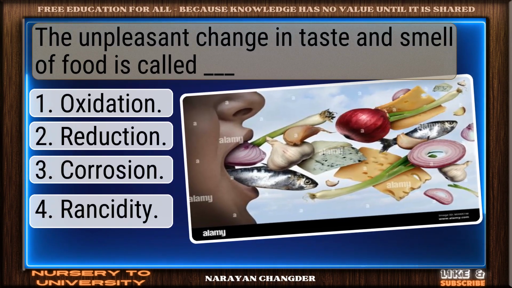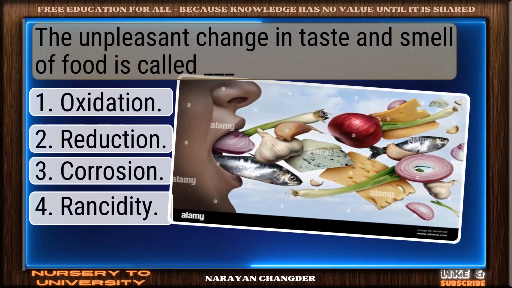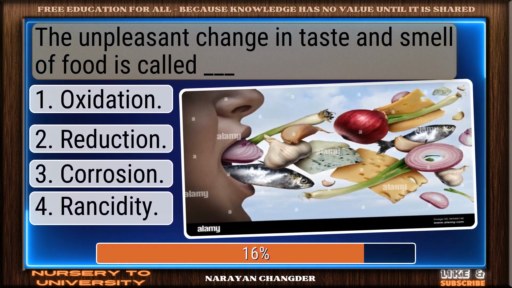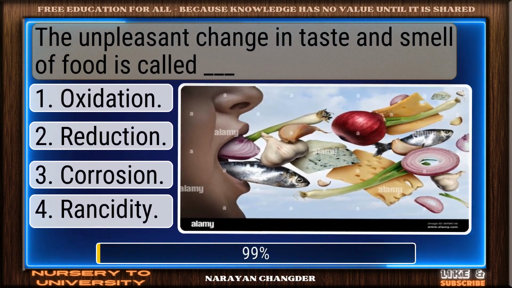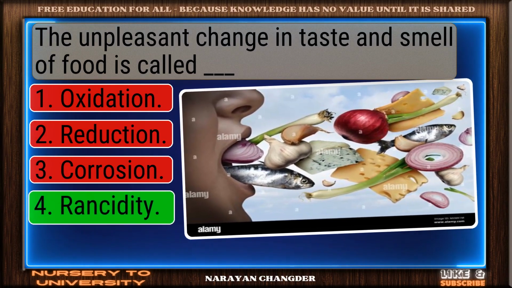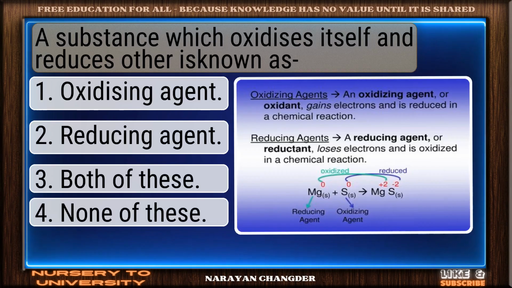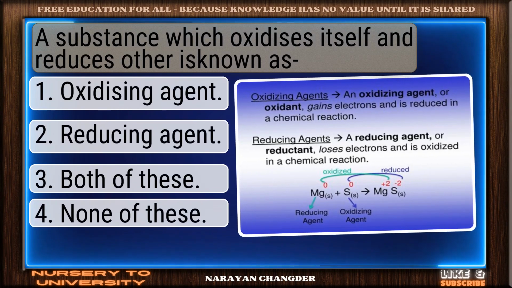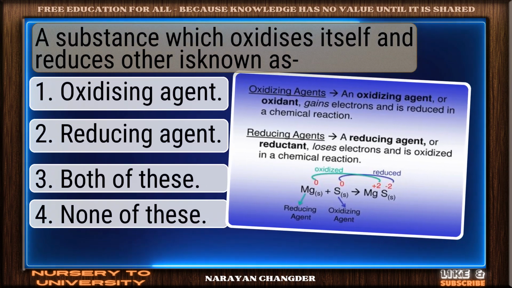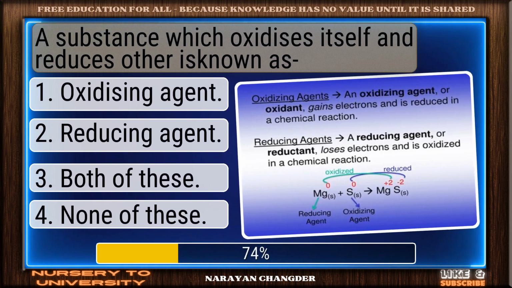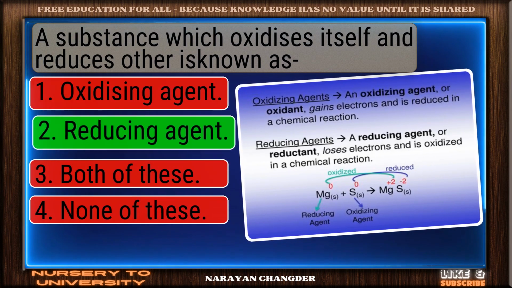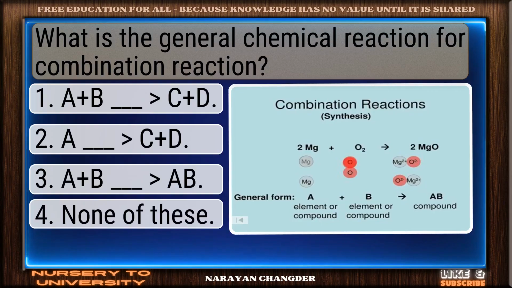The unpleasant change in taste and smell of food is called dash. Correct. Rancidity is spot on. A substance which oxidizes itself and reduces other is known as. You chose reducing agent. Correct.